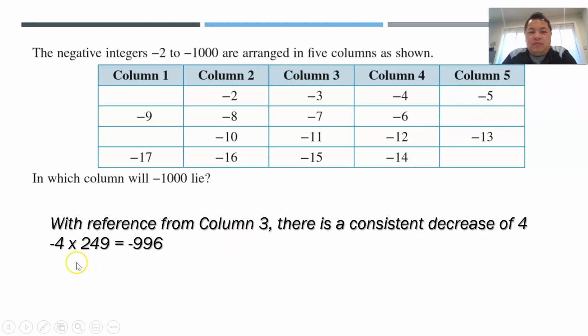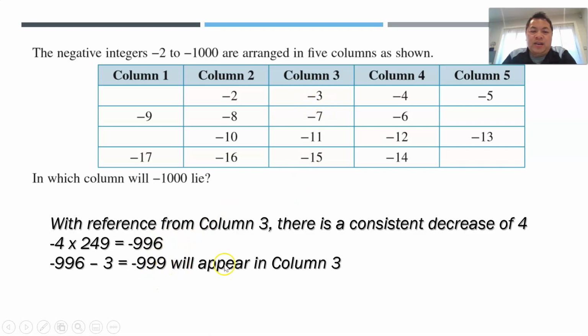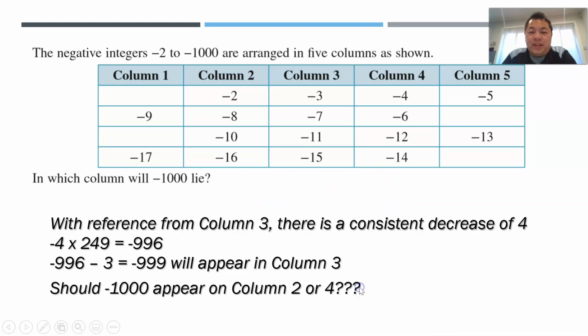So minus 4 times 249 times, I get minus 996, but that's not the answer. I've got to add another minus 3 to it. Okay, that's how I get minus 999. So minus 999 will appear here. Now the question again is, how do you know whether 1000 appears at column 2 or column 4? Okay, that is something that I want you to think about.